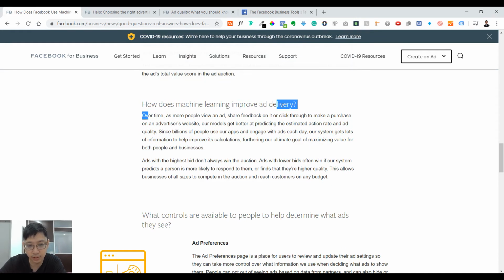So how does machine learning improve? If you know machine learning, there's always learning. The more data you input, even if you add an account, that's why some people say the pixel must be seasoned. That means your code inside your ad account must have enough data for them to find the relevant audience for your business, for your ads. So that's why machine learning is always learning and learning. The more they learn, the more data they have, the better and more accurate the audience that Facebook gets for you, right?